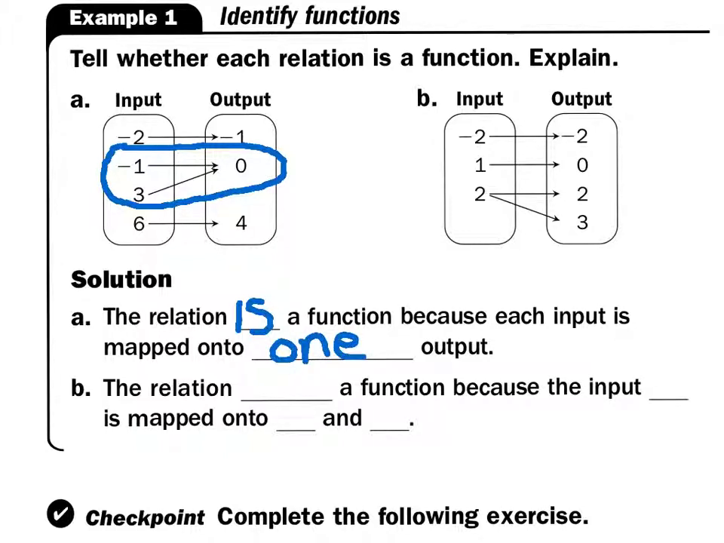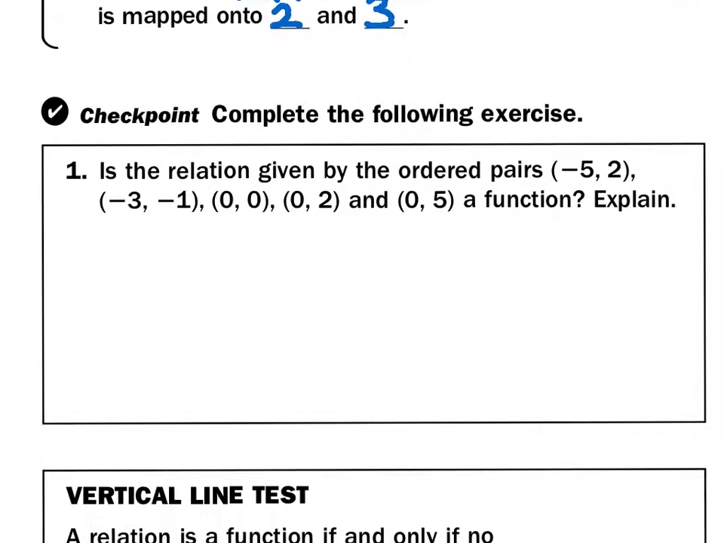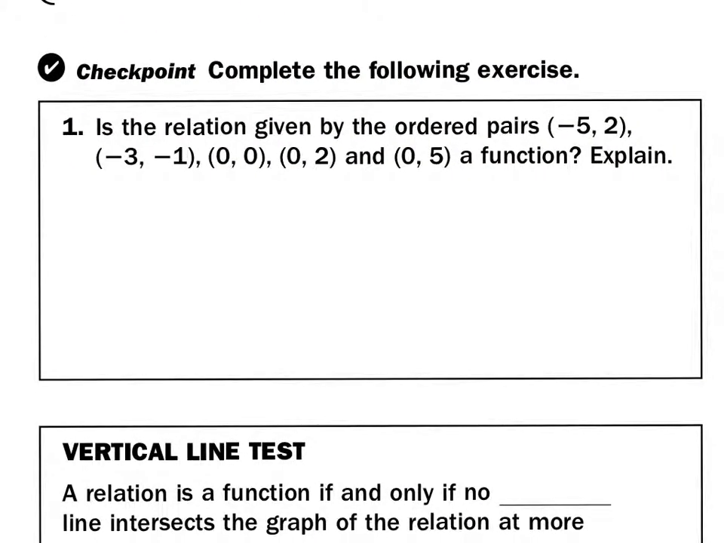Look at B though. Do you see on B, sometimes I put in the 2 and I get a +2. Sometimes I put in a 2 and I get a 3. This is not a function because the input 2 is mapped both onto 2 and 3. So checkpoint, complete the following exercise. Is this a function, and explain. So go ahead and stop the video, start it again when you're done.